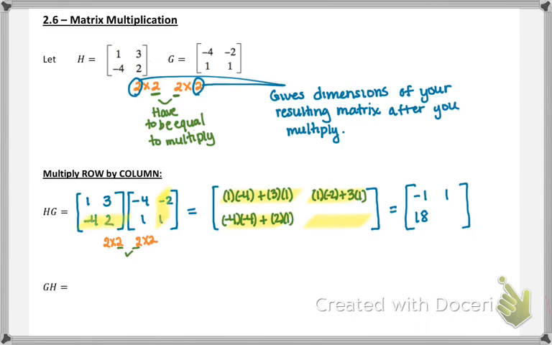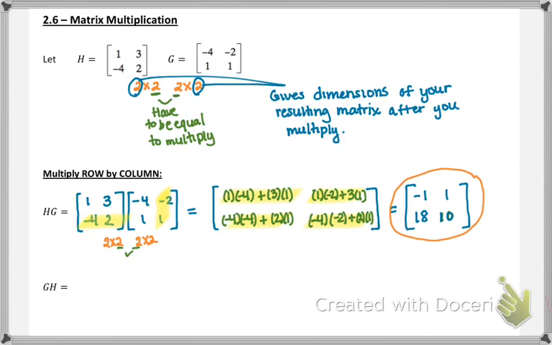Keep this highlighted. Negative 4 times negative 2 plus 2 times 1. So that's going to give me 8 plus 2 is 10. And here is my new matrix after I've multiplied them. Another 2 by 2 matrix with elements negative 1, 1, and 18, 10.